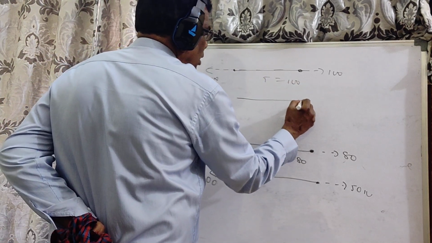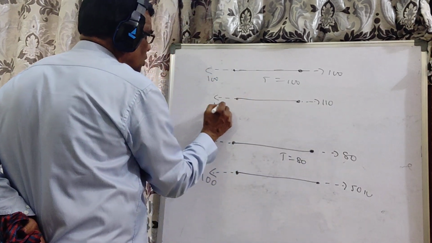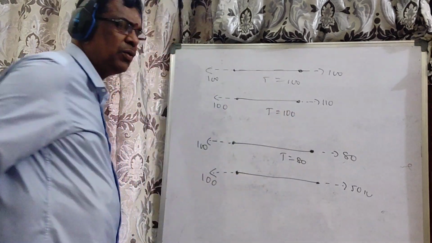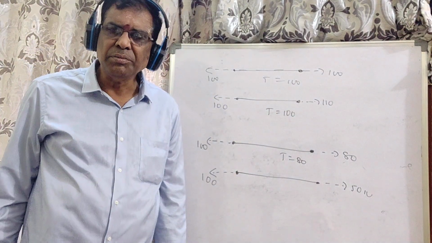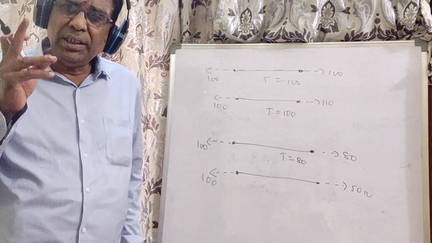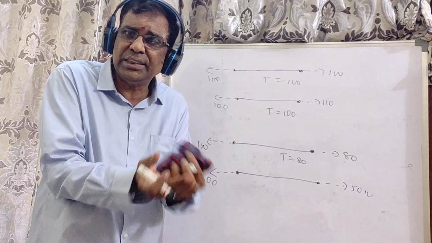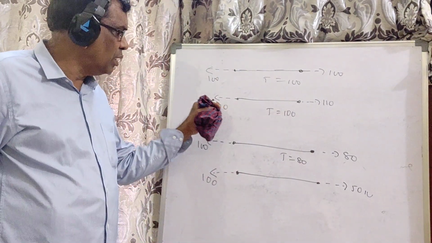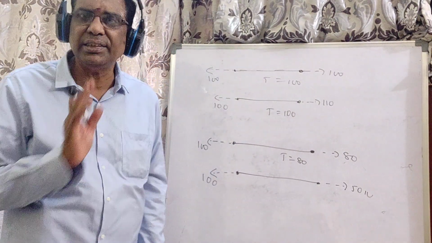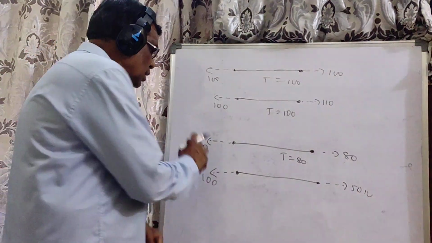Suppose I am taking 110 newtons and this continues to be 100 newtons. Tension is 100. What is it you have understood from this? It's a massless body, inextensible body. Only the attempt to stretch it manifests itself as tension. Therefore, whichever is less is your tension. Whichever is less. This is a very, very important point.